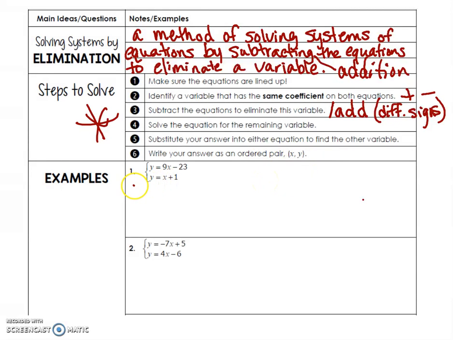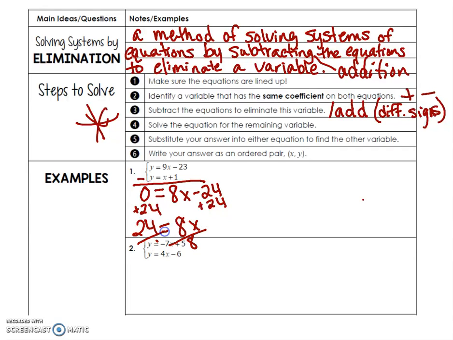Okay, so let's look at example number 1. Our variables are the same with y and y, so we're going to subtract them. y minus y will eliminate each other, leaving 0 there because it doesn't just go away. Now we have 9x minus x, which is 8x, and you have negative 23 minus 1, which is negative 24. So we're going to add 24 to both sides. So you get 8x equals 24. And we divide by 8, so we get x equals 3.